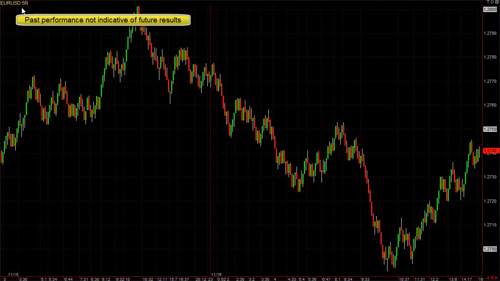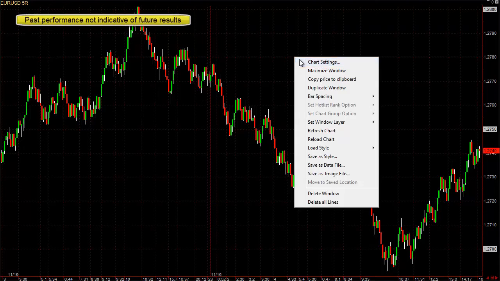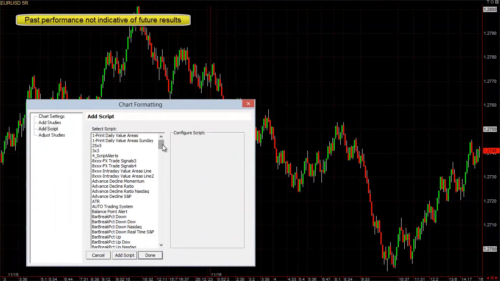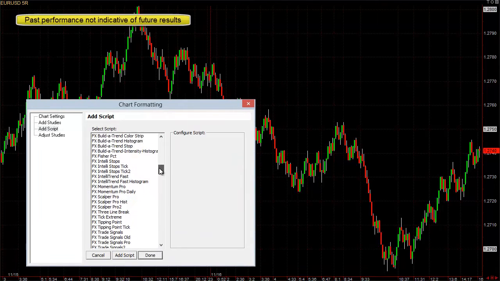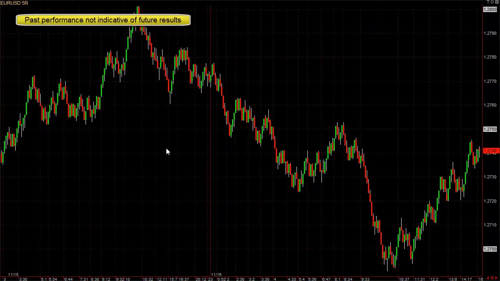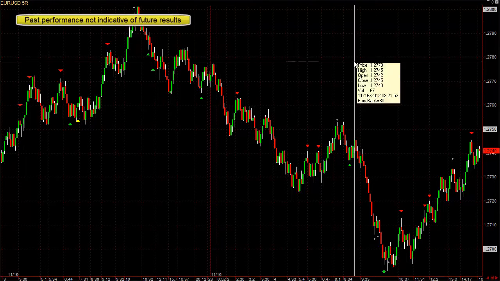Here's a 5 pips per bar range chart, and if you right click on the chart and bring up scripts, go down to FX trade signals. When you add this script to your chart, it will tell you basically when it believes high probability buy and sell signals are generated. And I'd like to share some of the strategies that I use in trading.